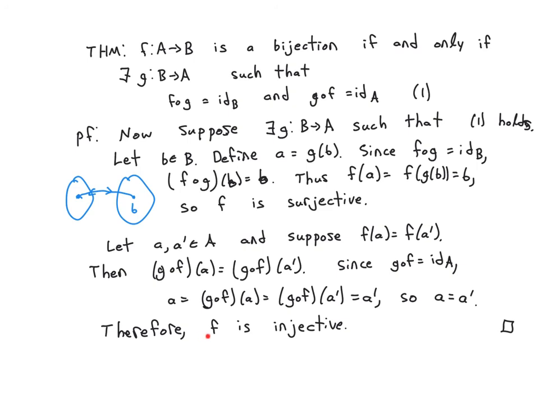Well, now let's prove injectivity. Let A and A prime be in the domain. Suppose they're mapped to the same point under this function. Compose on both sides with G. Since G composed with F is the identity function, that means that A is equal to G composed with F of A, which is equal to G composed with F of A prime, which is equal to A prime. So A is equal to A prime. Congratulations, you're injective.